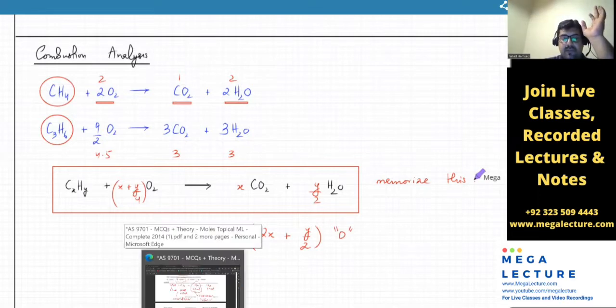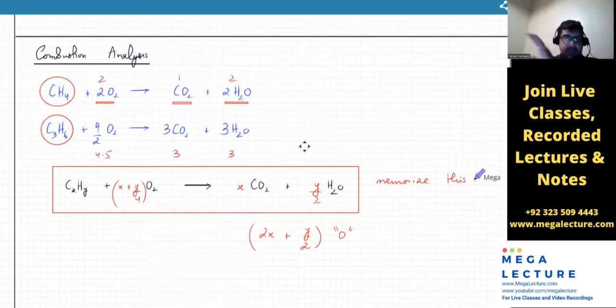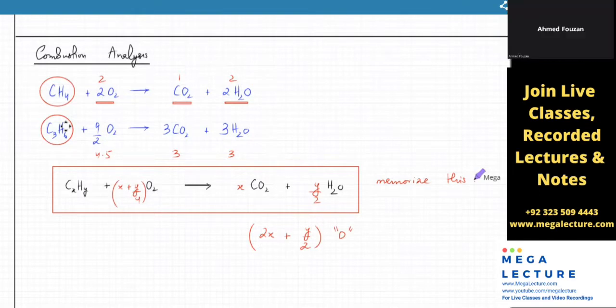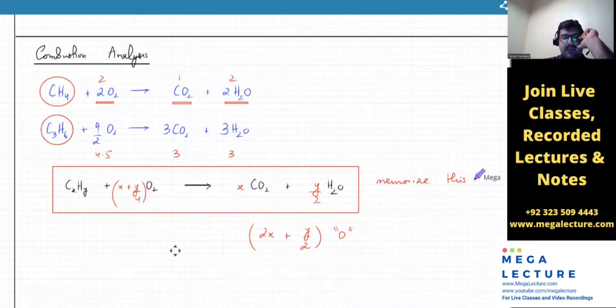So we're now going to move. Remember the question. We're now going to move towards solving a question with this. Is this idea clear that if you know the ratio, you can guess what is the formula of the hydrocarbon? Is that clear as well? Yes, sir. Okay, so now we're going to link this equation with what we just learned.